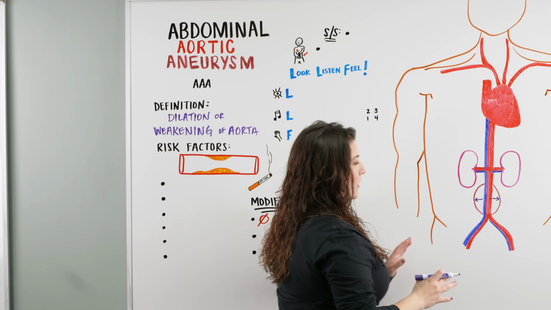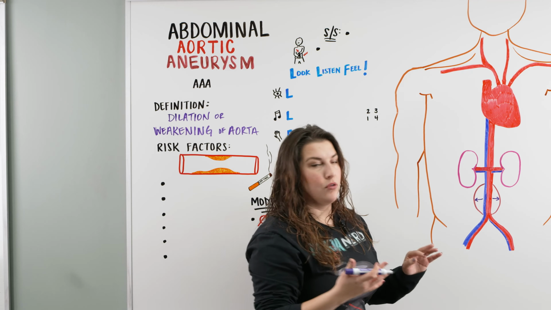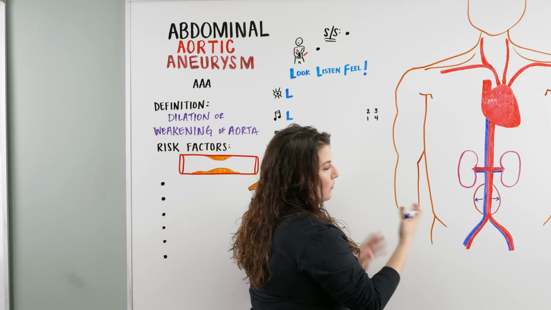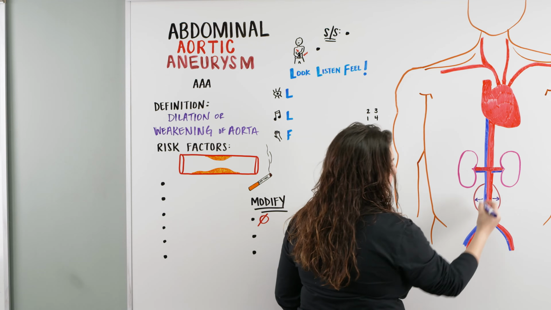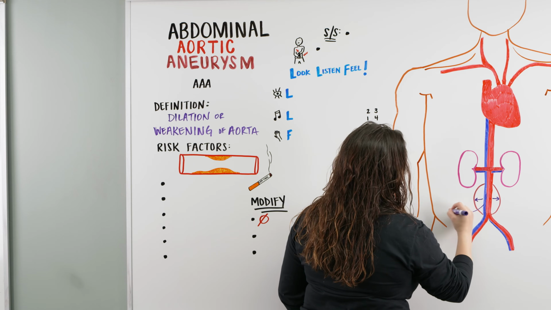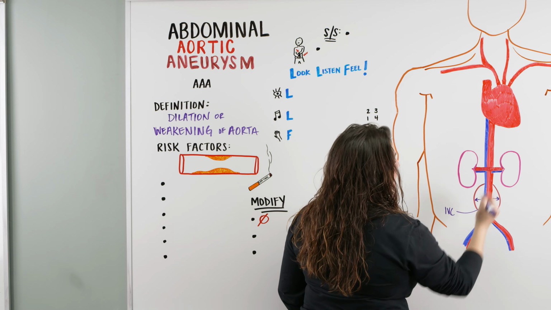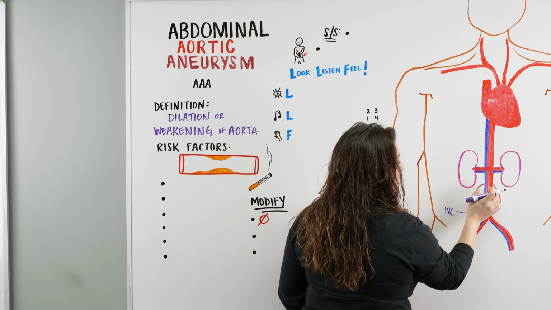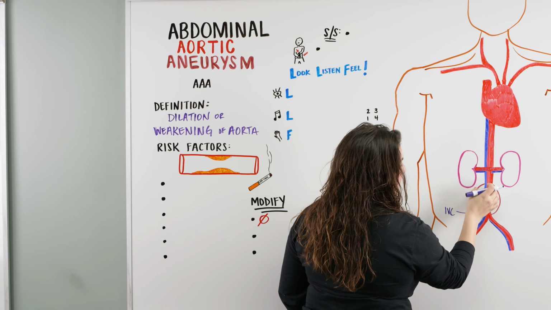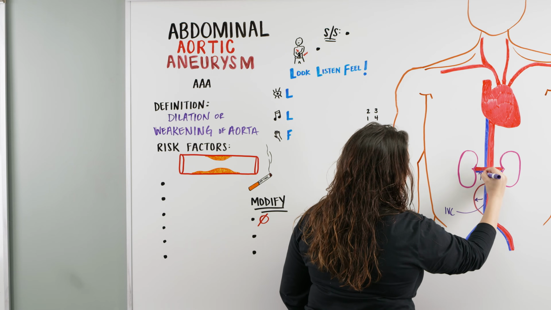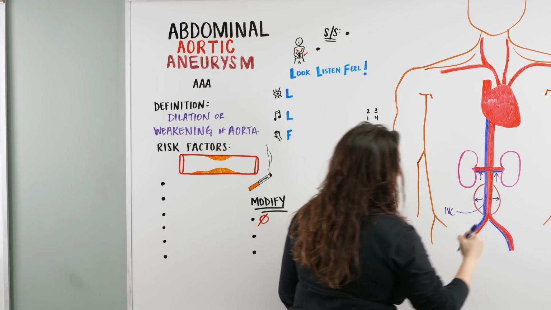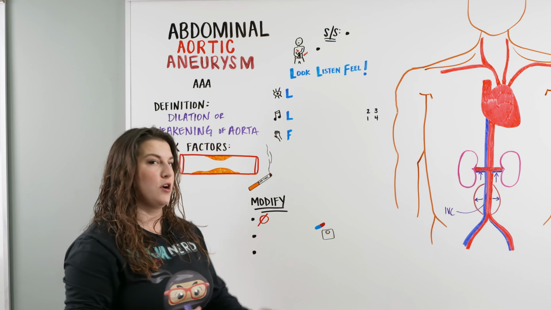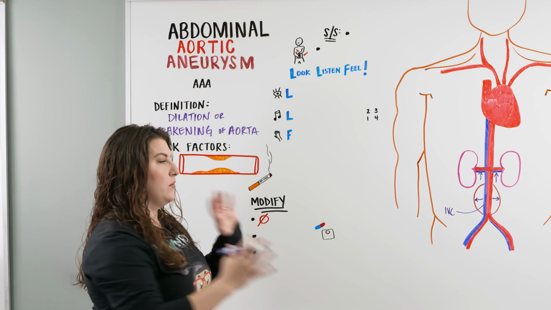So with that widening, it's really important to just take note of what else is around that area, what else is surrounding this aneurysm. We have things like the inferior vena cava, which is right here. And then we have our kidneys, especially if this aneurysm were to get so big, it could actually press up onto our renal vessels here. So just keep that in mind as we talk about things later in the video that refer to our kidney.